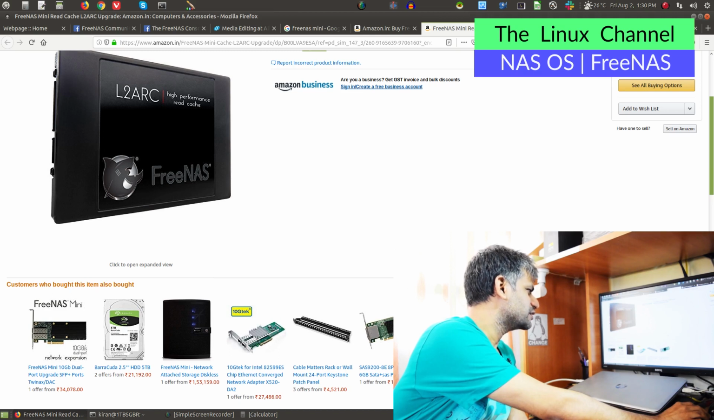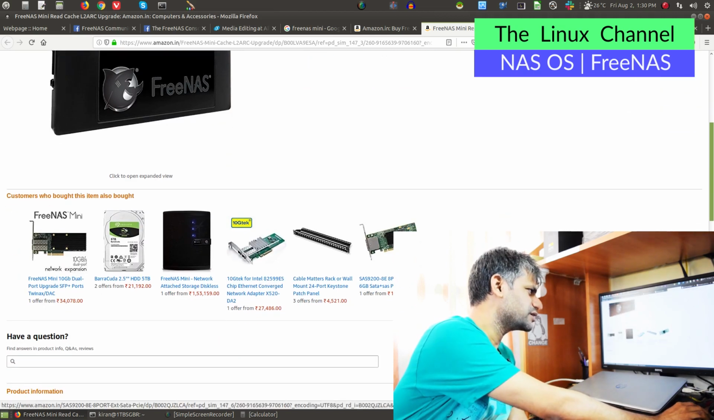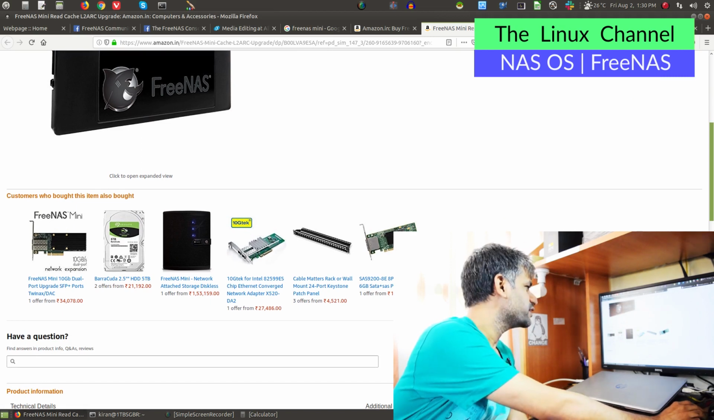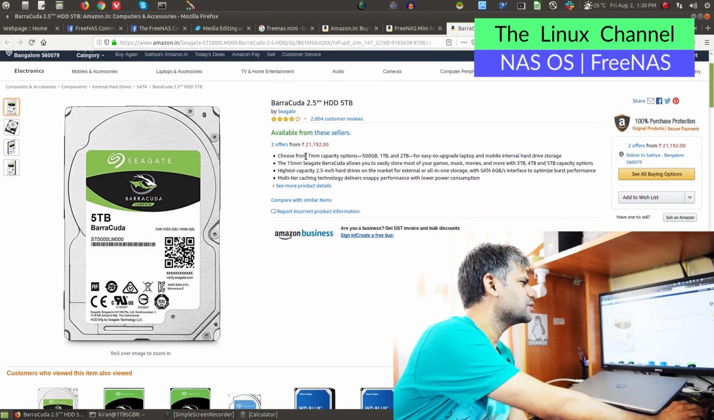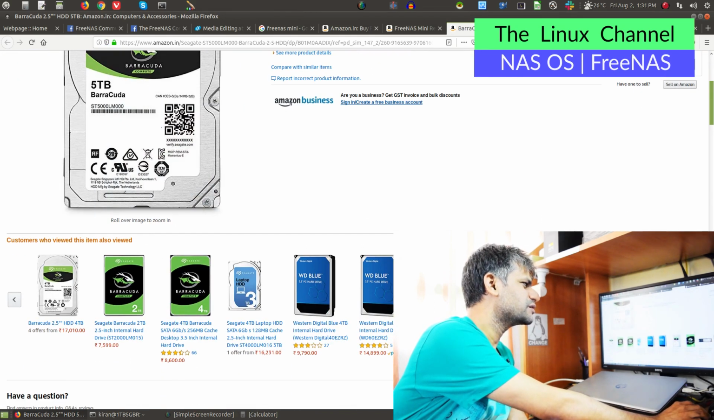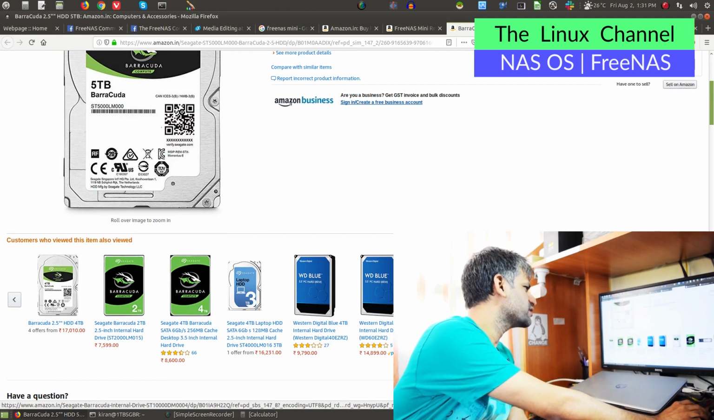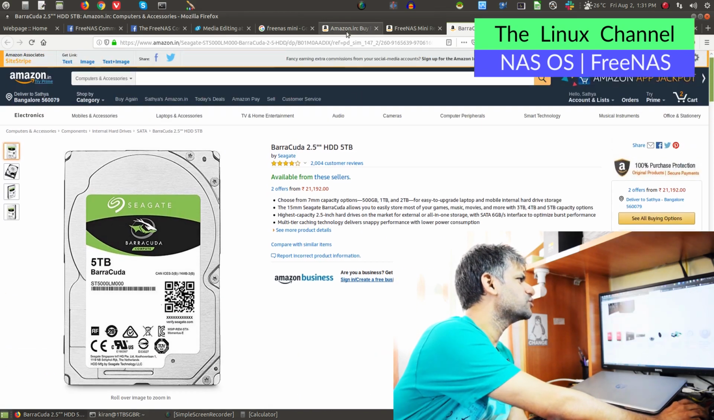In general, hardware is very expensive in India. It's not like the US or Canada. Even these NAS hard drives are quite expensive. This is a 5TB drive, and it is almost $500 nearby, or maybe 400 or something. So any NAS drives are quite expensive, and it makes sense to build ourselves.